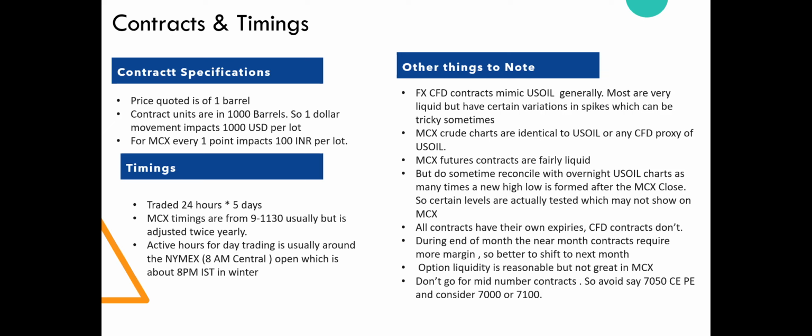Okay. All contracts have their own expiry. The M6 contract has different expiries, CL has a different expiry, so they have their own expiries. CFD contracts, which are from forex brokers, generally do not have expiries.